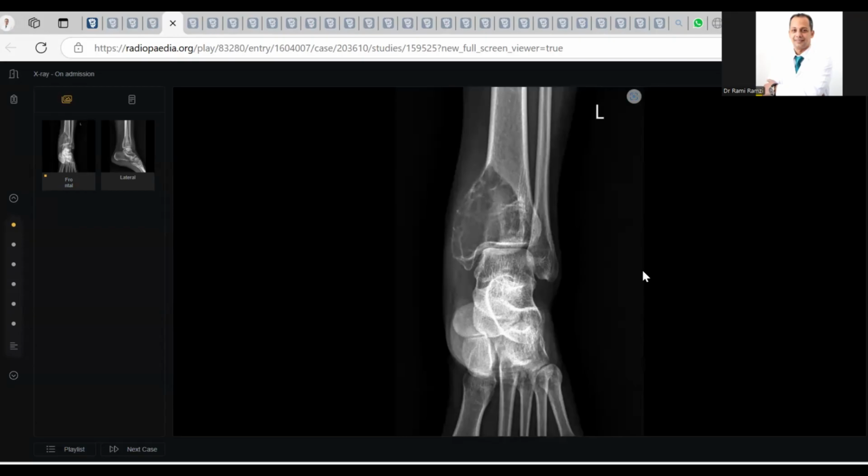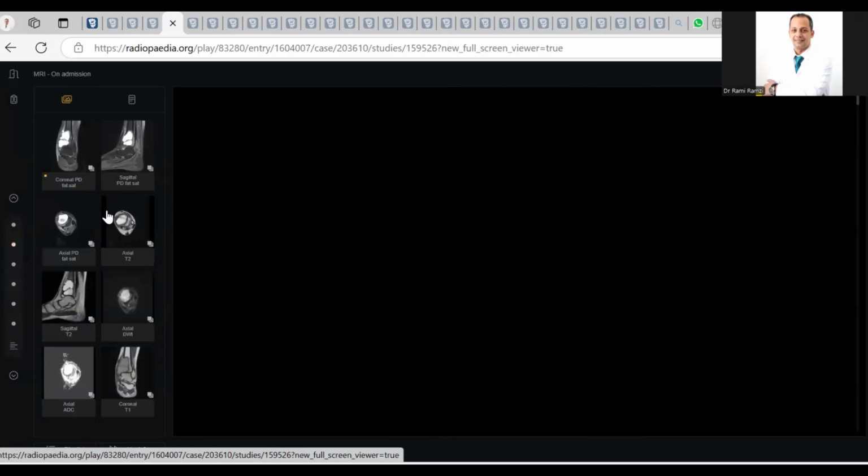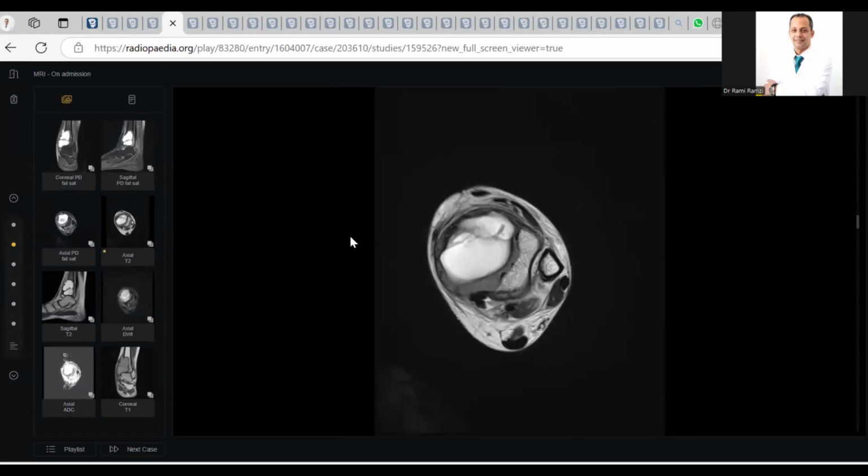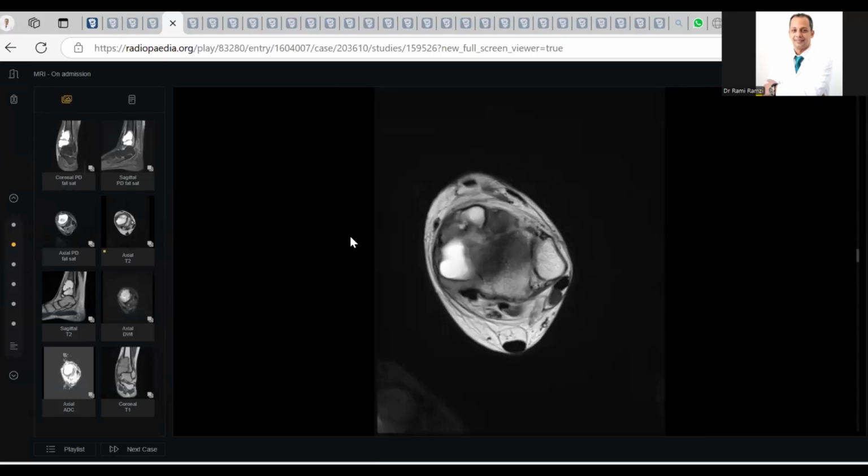So in the first differential, I'm thinking of a giant cell tumor. Second is an aneurysmal bone cyst. What will you do next? I would convey these findings to the orthopedician and get an MRI for this patient. MRI of the same patient? Yes, sir.